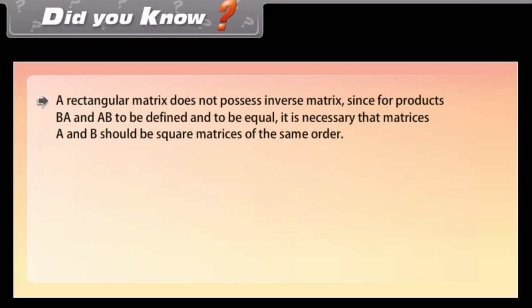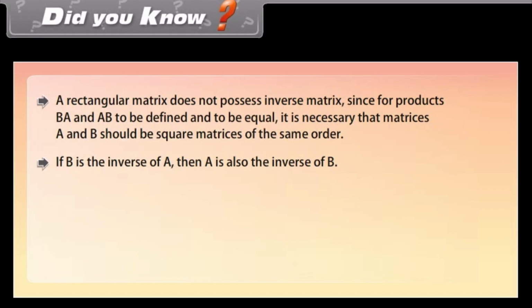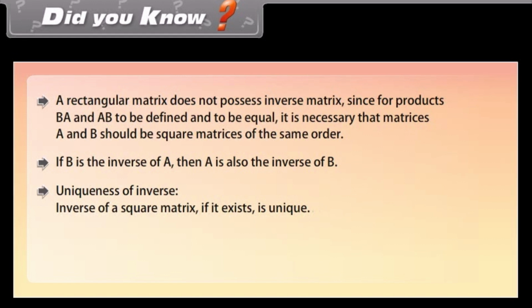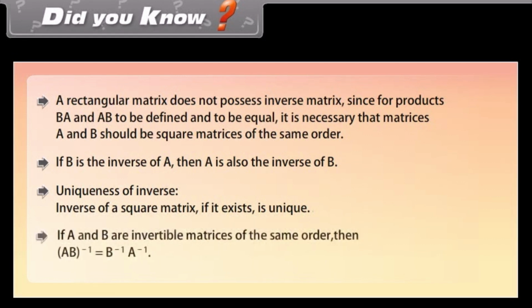Did you know? A rectangular matrix does not possess an inverse matrix, since for the products BA and AB to be defined and to be equal, it is necessary that matrices A and B should be square matrices of the same order. If B is the inverse of A, then A is also the inverse of B. Uniqueness of inverse. The inverse of a square matrix, if it exists, is unique. If A and B are invertible matrices of the same order, then the inverse of AB is equal to the inverse of B into the inverse of A.